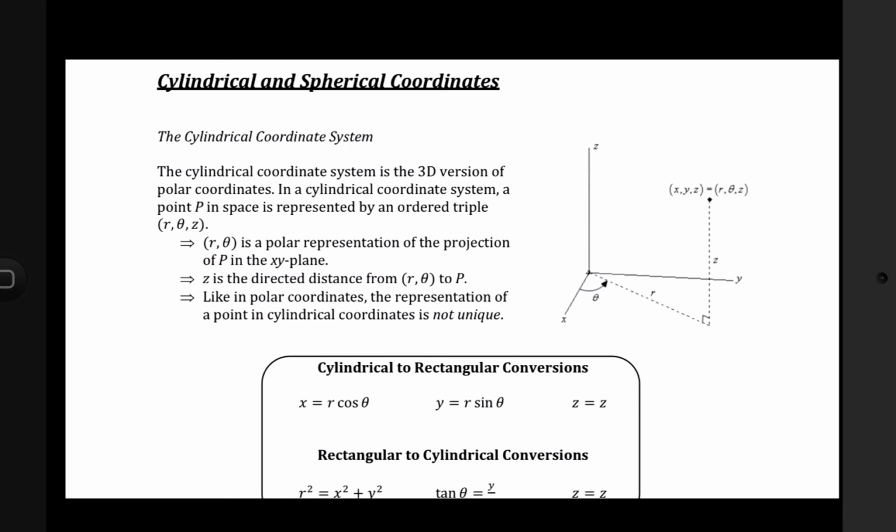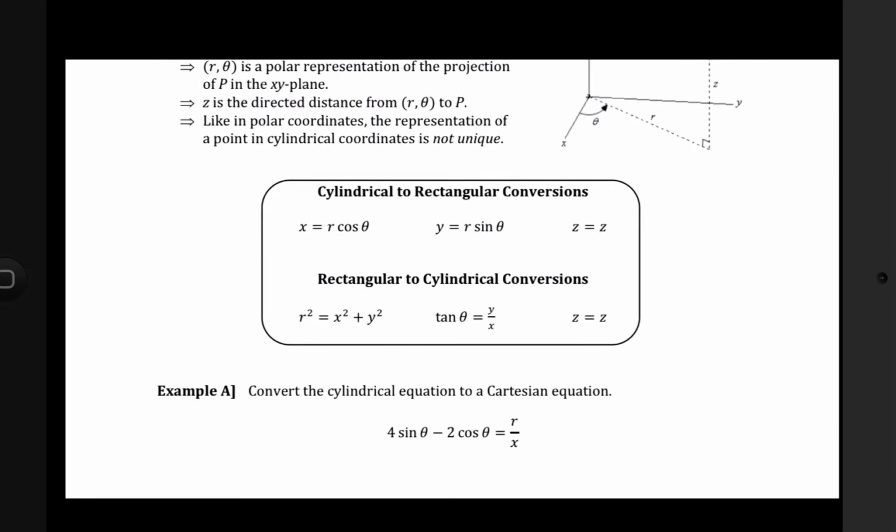As a reminder, the cylindrical coordinate system is basically just the 3D version of polar coordinates. So we bring r and theta over from our polar coordinates, and z is still the same z from our Cartesian coordinates. So essentially we're replacing the xy plane with our circular polar plane. The cylindrical to rectangular conversions, if we have r and theta, we can find x using r cosine theta and y using r sine theta, again, just like polar coordinates.